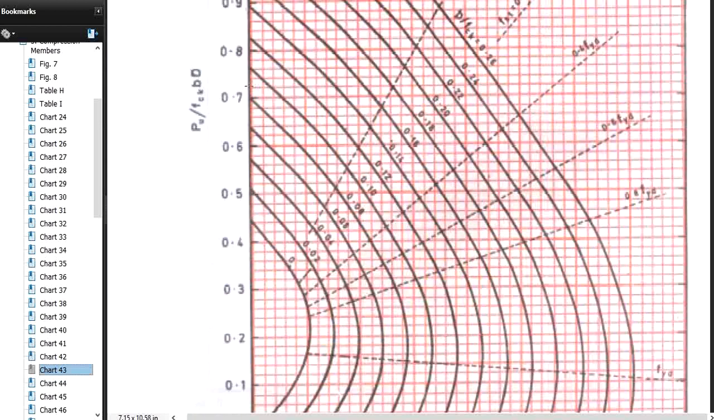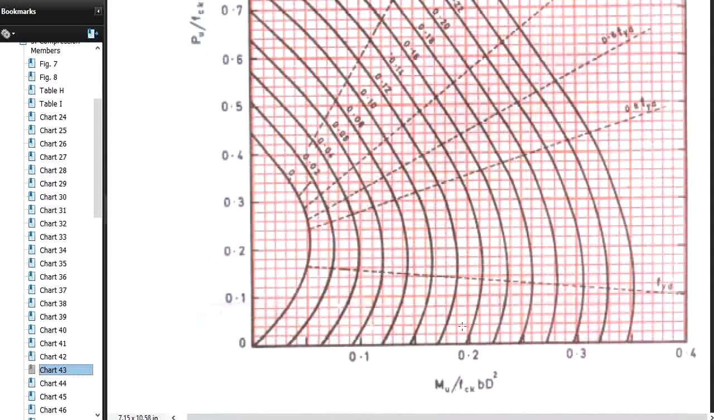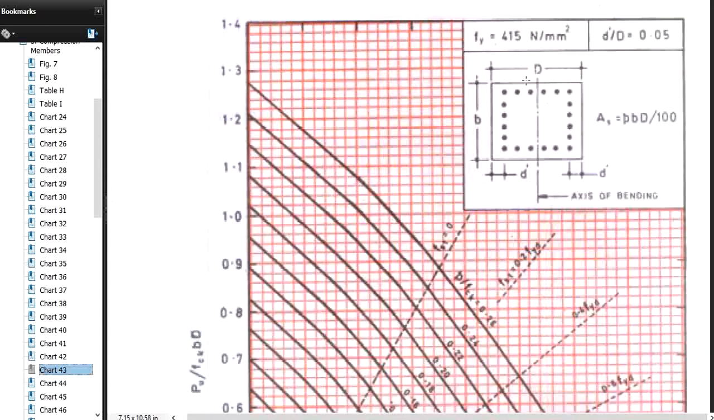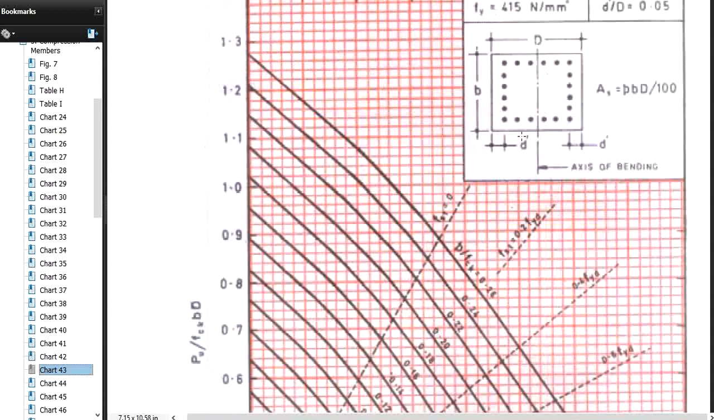Now there are two types of problems which we can solve by using these charts. The first type of problem is the analysis type of problem. What is there in an analysis type of problem? They will give the value of PU, that is the ultimate load carrying capacity, and they will give the value of MU. They will give the section dimensions, that is D and B. They will give all the reinforcement details also. If they give reinforcement details, I can find out the percentage of steel. If they give the grade of concrete, I can find out FCK.